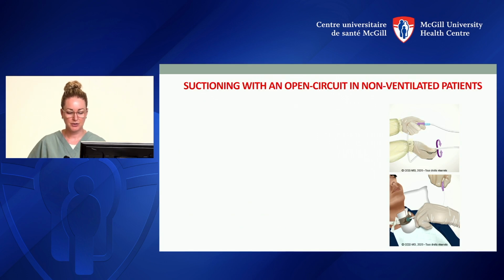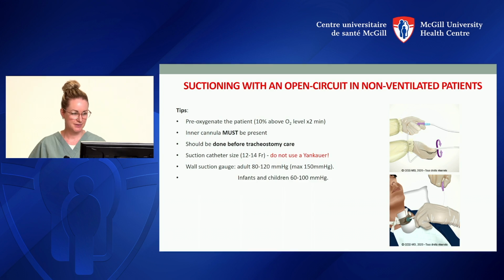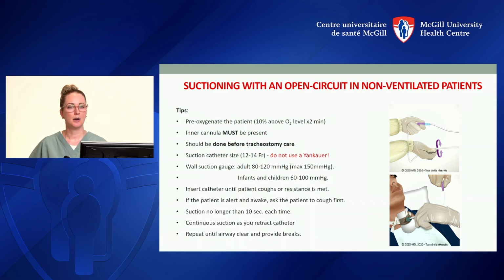So, suctioning a patient with an open circuit who's not ventilated. Here are some tips. Usually we recommend you can pre-oxygenate the patient. This is not necessarily for everyone. If you know your patient desats during suctioning episodes, then we would recommend you pre-oxygenate your patient. All you would need to do is increase the level of oxygen by 10%. Most of these patients are on the high humidity at 28%. You would just need to turn it to the next level, which is 35%, and you can leave that on for 2 minutes before you're suctioning.